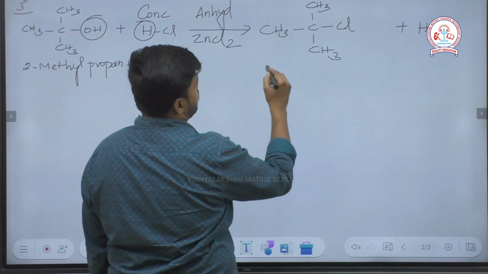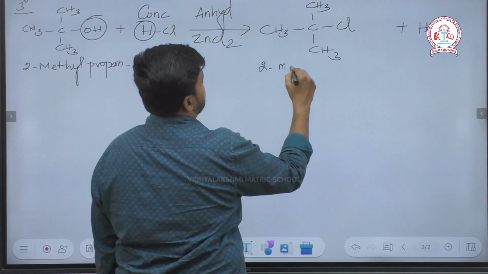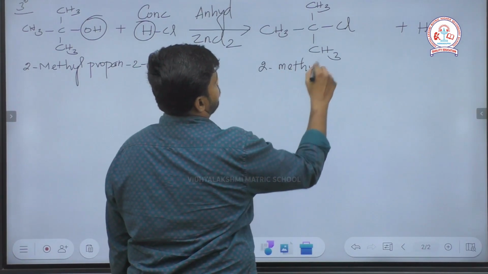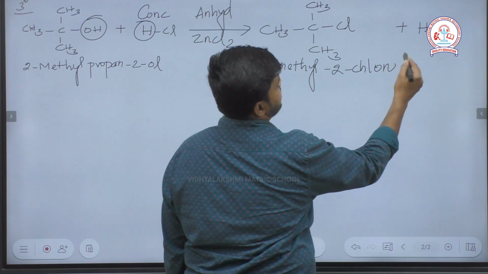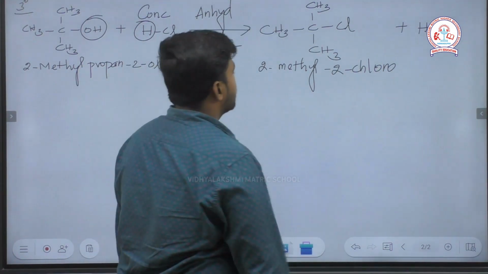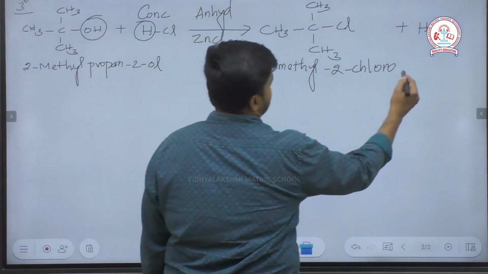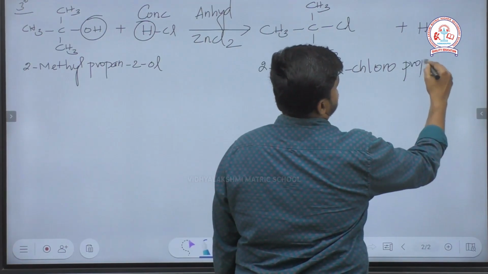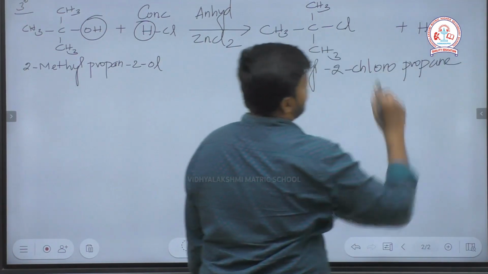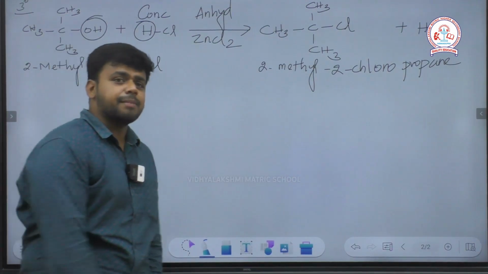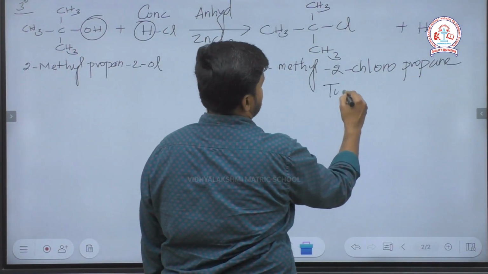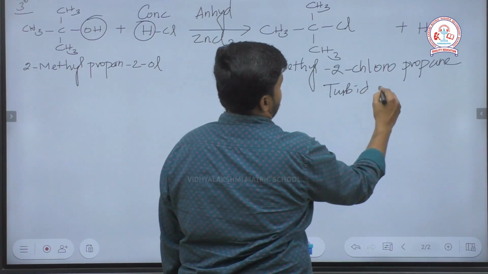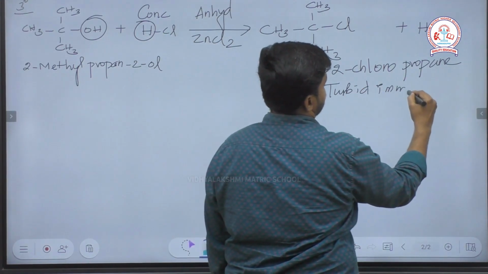So the name of this compound is 2-chloro-2-methylpropane, since the halogen is treated as a substituent. So you will get turbidity immediately. Immediate turbidity appears here. Right. So turbid immediately.